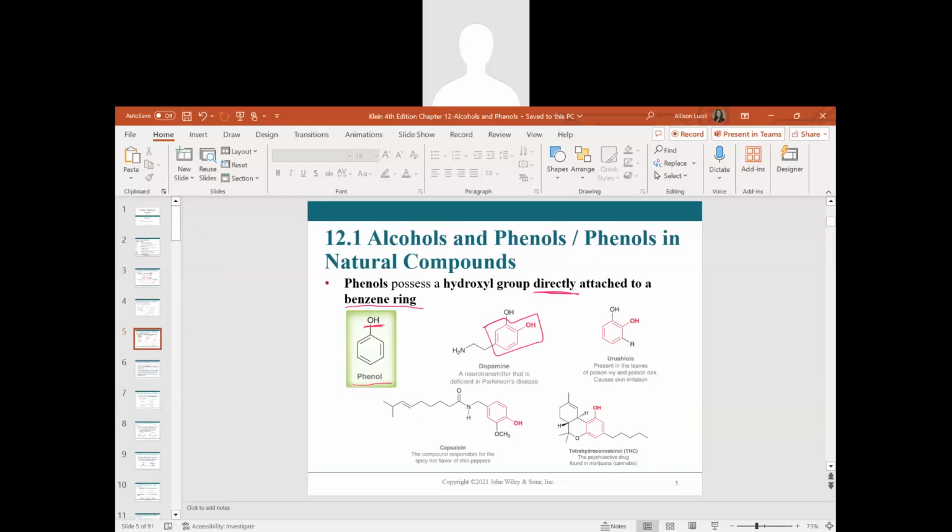You may have heard of the neurotransmitter dopamine. This is what is deficient when someone develops Parkinson's. Then we have some other compounds. This is found in poison ivies and poison oaks. This causes that inflammation and irritation in skin. The spicy sensation is from this capsaicin, in things like chili peppers, and even structures like THC, tetrahydrocannabinol, right? This also has that phenol functional group.